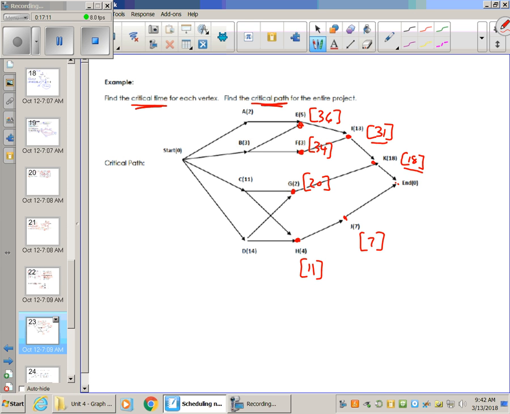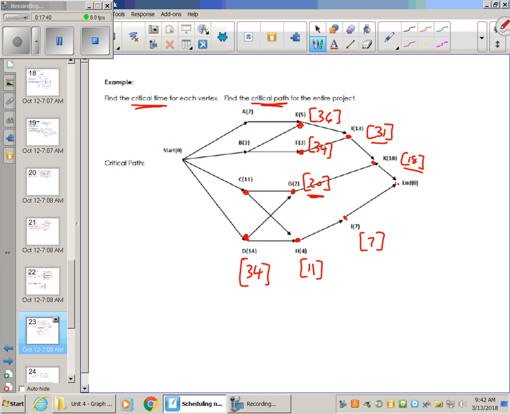And here's where the backflow algorithm really is helpful. Let's look at, say, D. D has two paths that it can take. Which one's the longest? You're going to look at the two vertices and determine which of those two has the biggest critical time, which in this case would be G with 20. So I'm going to add that 14 to 20, which would give you 34.